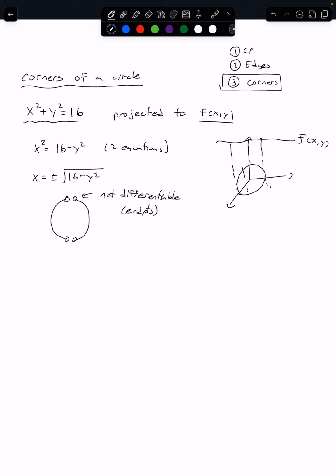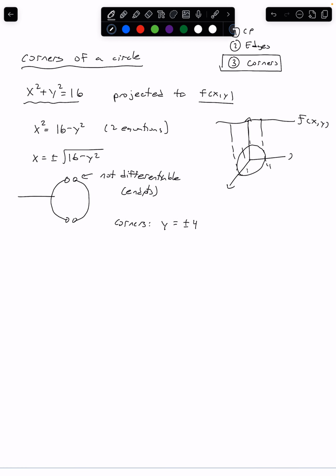So my first corners would occur, in this case, where y would be plus or minus 4. If I think of this on the xy plane, these would be my corners, and they occur at plus or minus 4 because that's my radius. So there's 2 of my corners: my first corners would be (0, 4) and (0, -4).